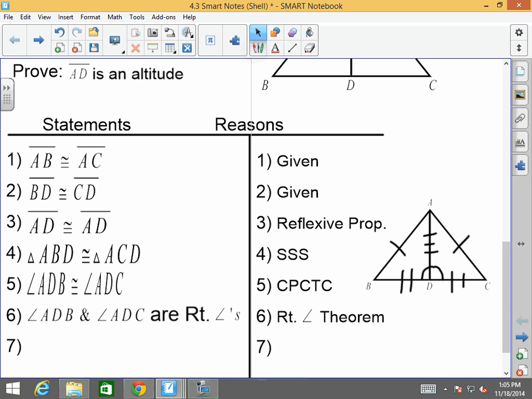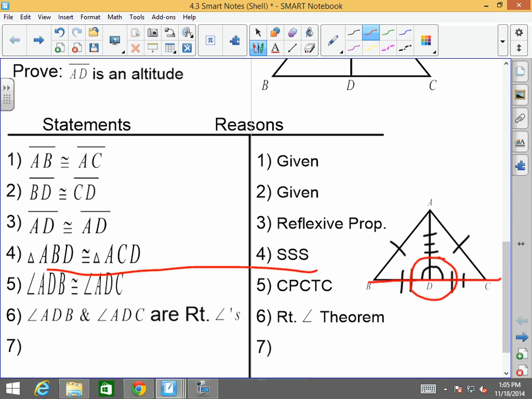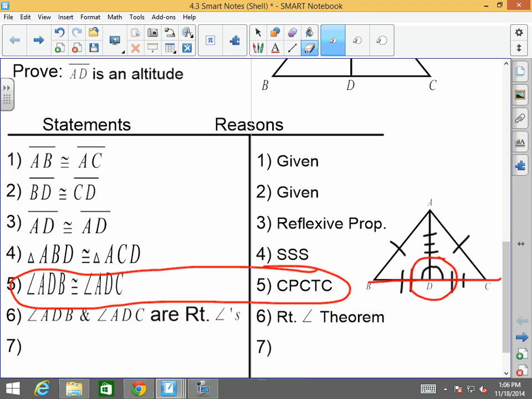You know by looking at this that line BC is a line. So that means that angle ADB and angle ADC are supplementary. We already proved that they were congruent. So if two angles are both congruent and supplementary, they are right angles, because of the right angle theorem. So now, let's delete this little congruency symbol, and instead, let's add a right angle symbol.